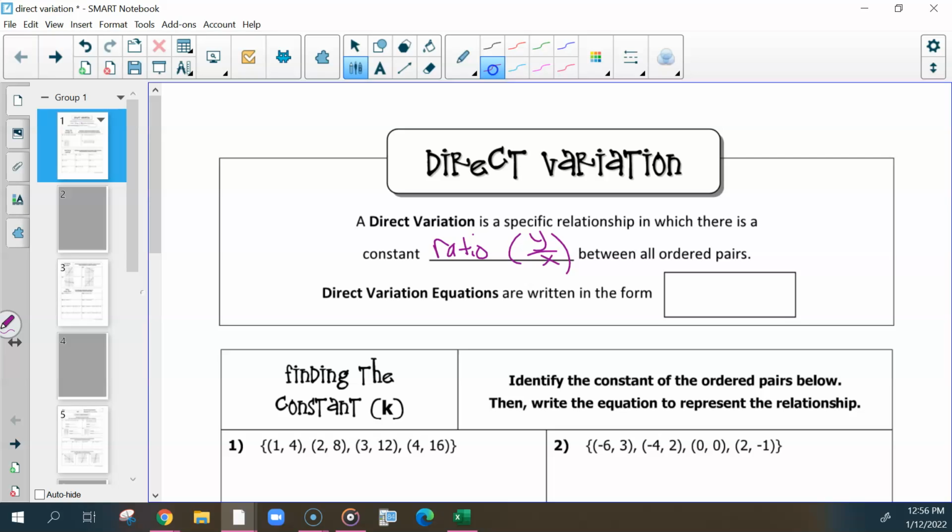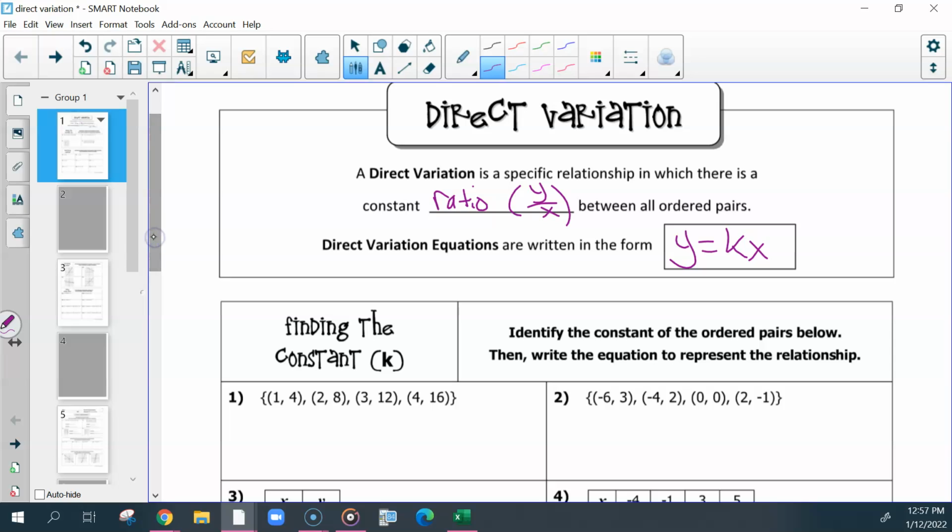Direct variation equations are written in the form y equals kx. That should look somewhat familiar, because it somewhat looks like it's in slope-intercept form, but it's k, not m. And here we don't have a b. So it's kind of like slope in slope-intercept form, but it's written a little differently.